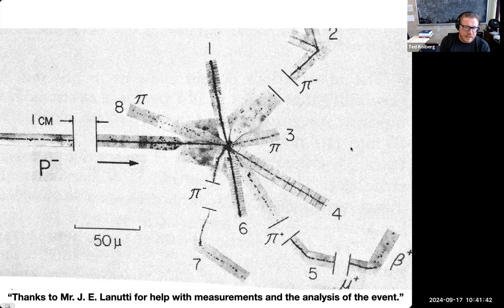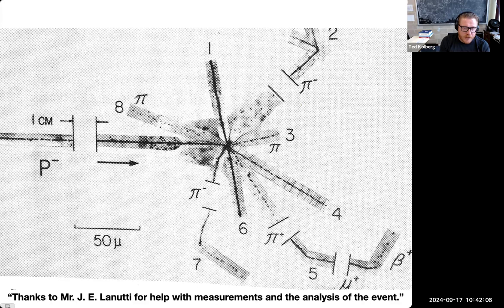And basically they collect statistics of events like this and add up the multiplicity and rest masses of the particles that are coming out, and they're able to convince themselves that this shows an antiproton annihilating with a proton in the material, and that the energies of all of the products coming out are consistent with that hypothesis.